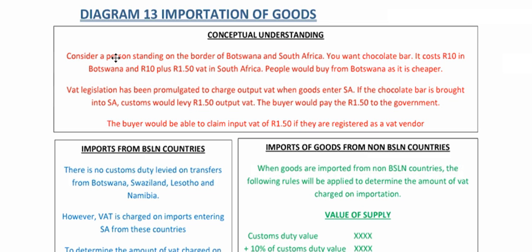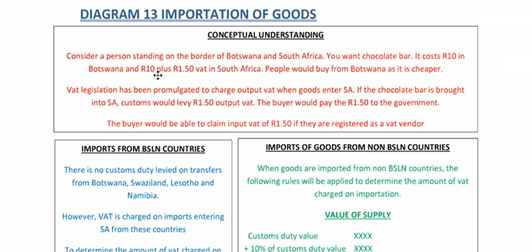It says, consider a person standing on the border of Botswana and South Africa. You want a chocolate bar. Cost 10 Rand in Botswana and 10 Rand plus 1 Rand 50 VAT in South Africa. People would buy from Botswana, it's cheaper. Okay, now just conceptually, imagine you went and bought it in Botswana and you wandered across the border with this bar one chocolate. Technically speaking, you would need to pay VAT to SARS when you brought it across the border.